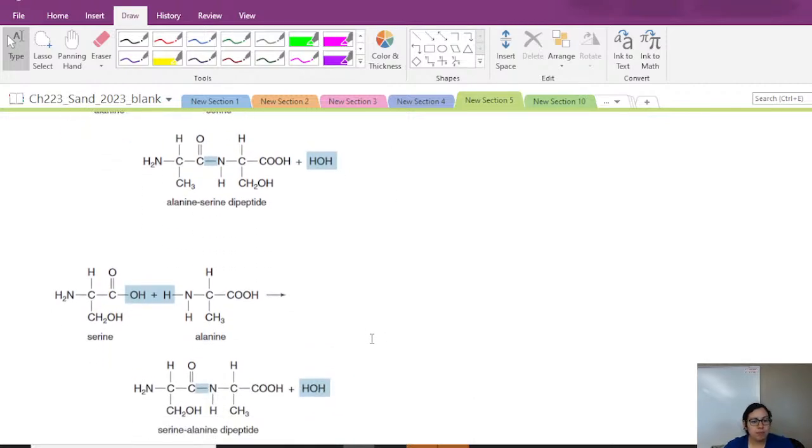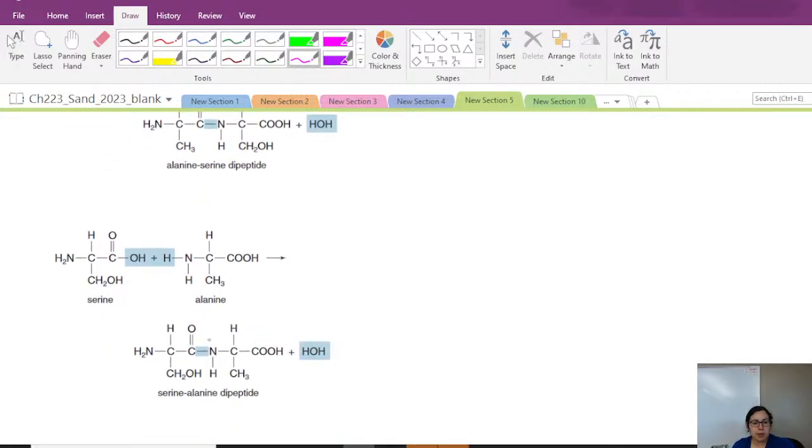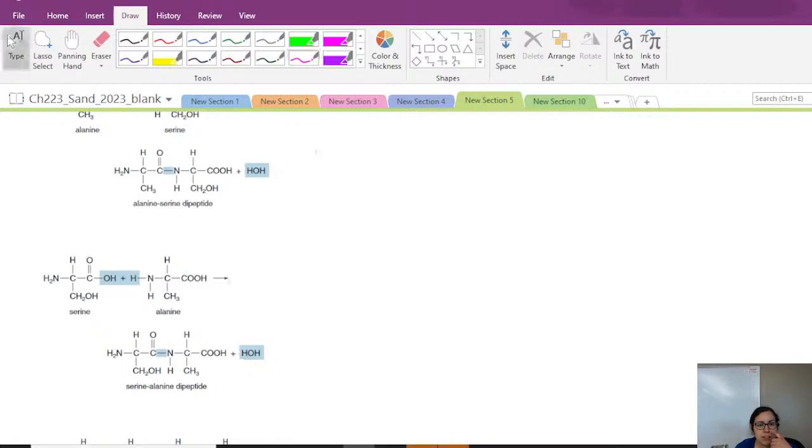In comparison, if you flip them, if you had a serine alanine dipeptide, then if serine comes first, you're losing the OH from serine and making the amide bond there. That's a little tricky, right? They both have carboxylic acid groups and amines to bond with. So you would just go in order.